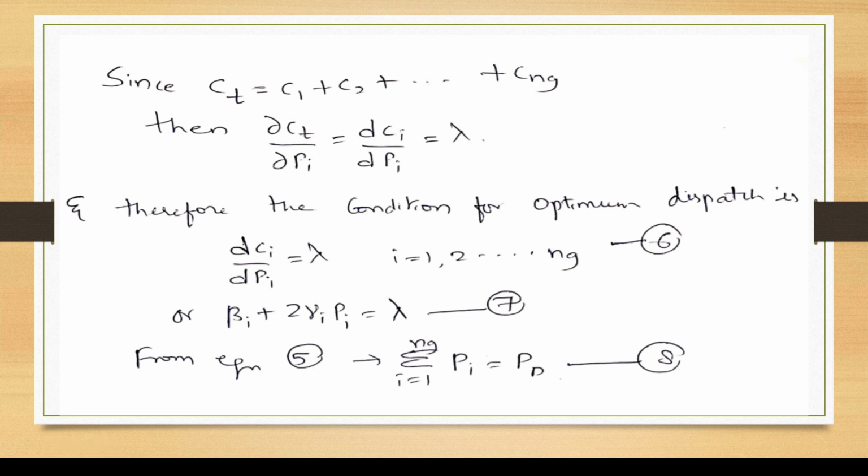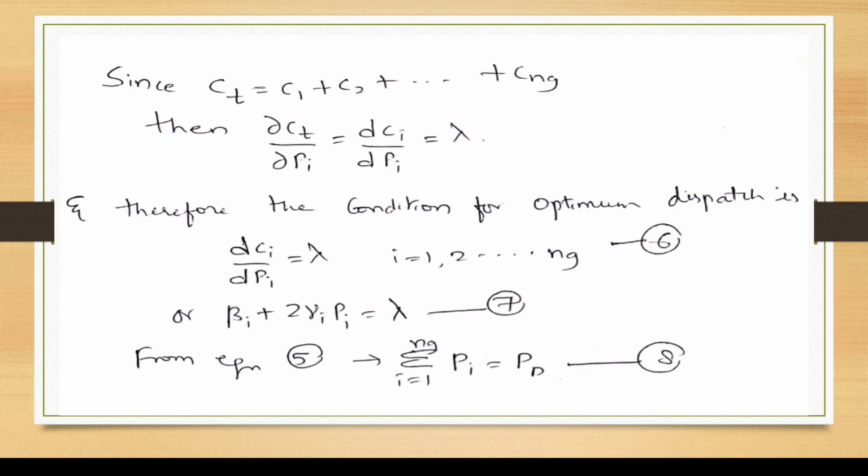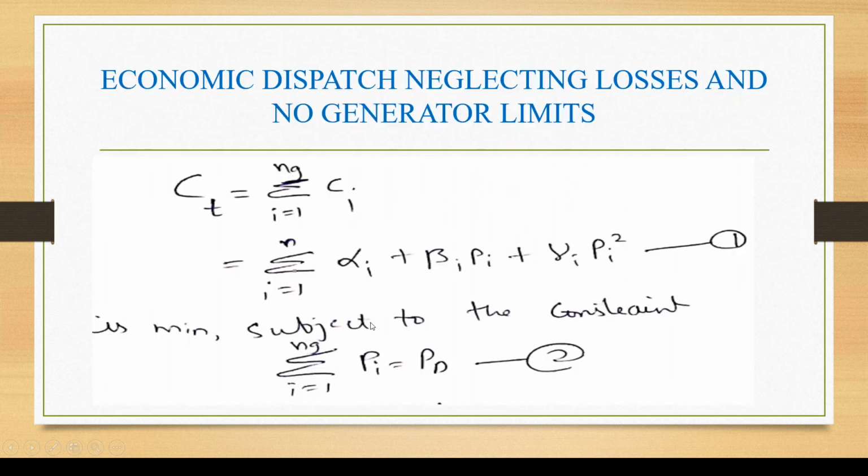But what is Ct? Ct is C1 plus C2 plus C3 and so on plus Cng. So dou Ct by dou Pi can be written as dCi by dPi, that is equal to lambda. Here from this equation we can write dou Ct by dou Pi is equal to lambda, or dCi by dPi is equal to lambda. So this is the condition for optimum dispatch, that is dCi by dPi is equal to lambda, where i is equal to 1, 2, 3 and so on till Ng. This is equation 6.